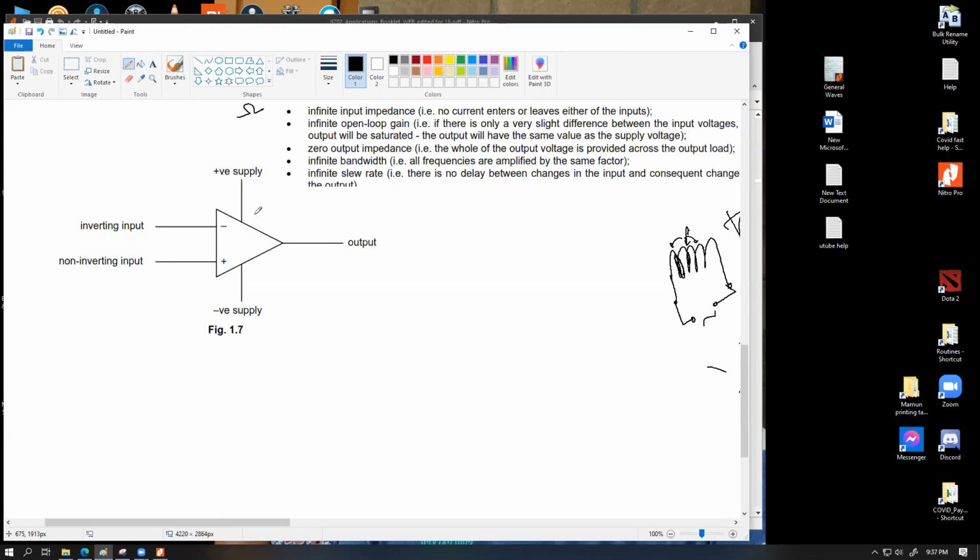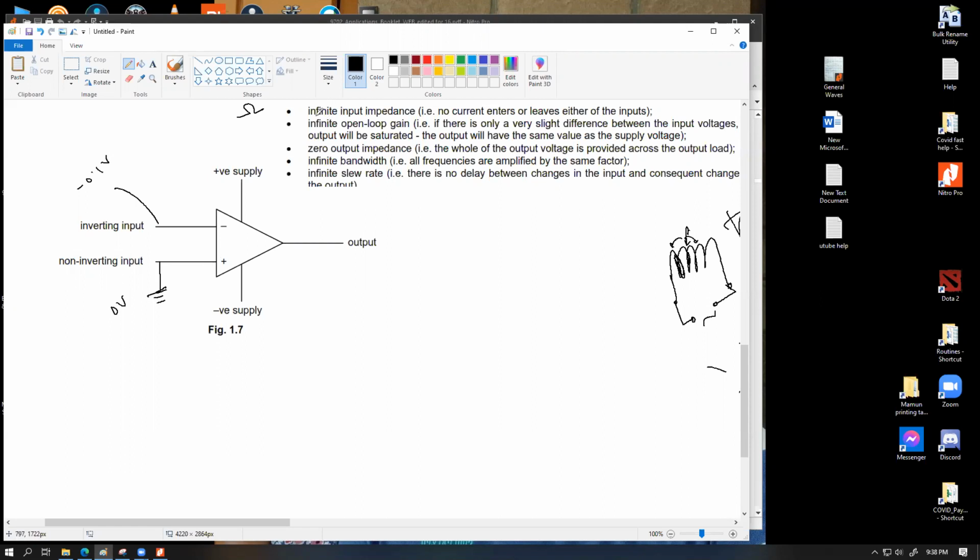So infinite input impedance means no current enters or leaves either of the inputs. This means that, let's say, to make the whole thing work, we're going to apply two slightly different voltages across this thing. Why slightly? Because the input signal is supposed to be weak. Let's say on this side, we're going to connect ground, which means this is 0 volt. On this side, we're going to connect minus 0.1 volt. So you do understand there is a bit of a voltage difference across these two parts.